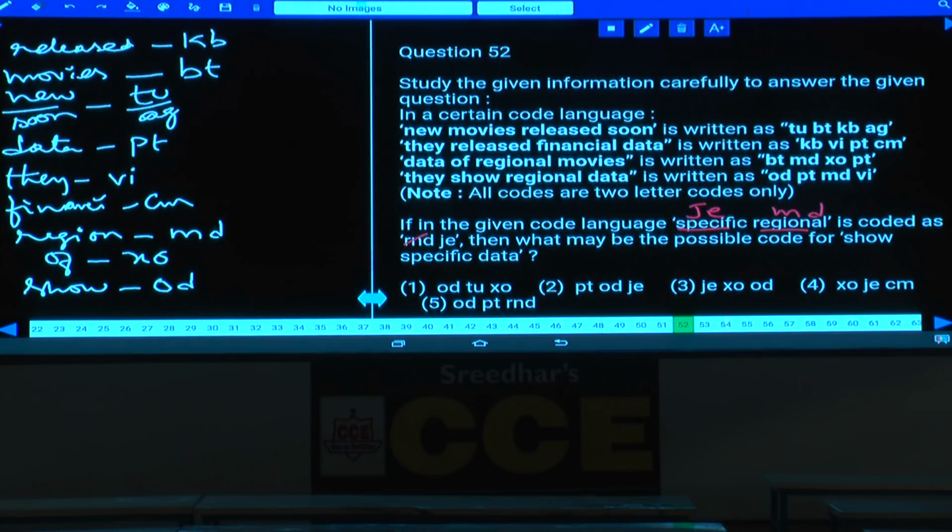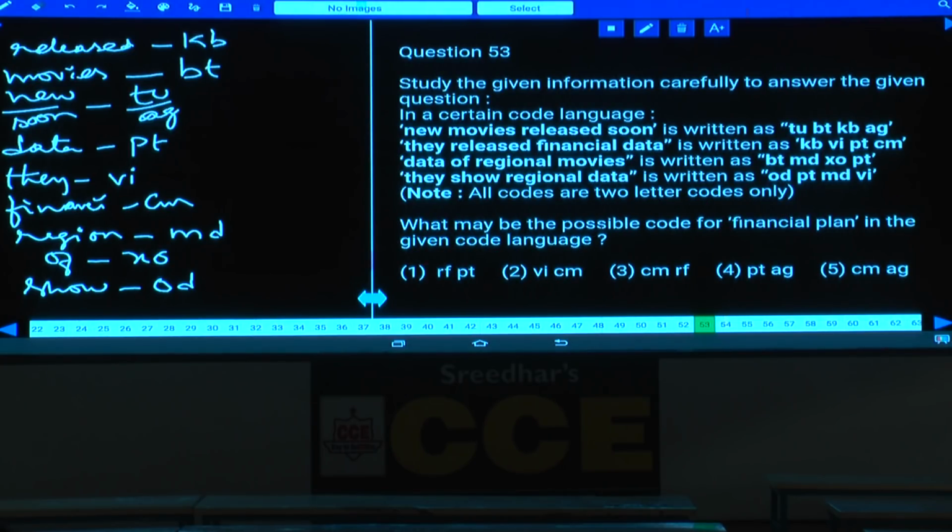Then what may be the possible code for show specific data? And what is the code to the word show here? Show is OD. Now specific we got from this one, JE, and the code to the word data is PT. Then what is your answer here? OD, JE, PT, that is choice 2. Question number 52, choice 2.